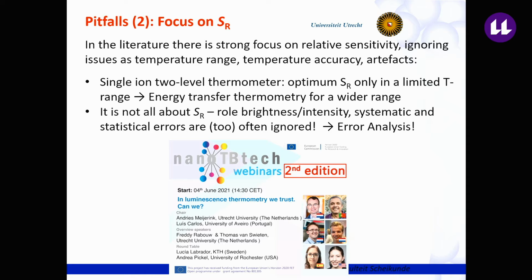The focus in the literature is on the relative sensitivity. There are other factors that need to be considered. One is again the temperature range, and for any Boltzmann thermometer, the temperature range that you can use with a good relative sensitivity is pretty small. It falls off very rapidly when you go to higher temperatures. The thermometer becomes less sensitive. And the way around it is to use an energy transfer thermometer.